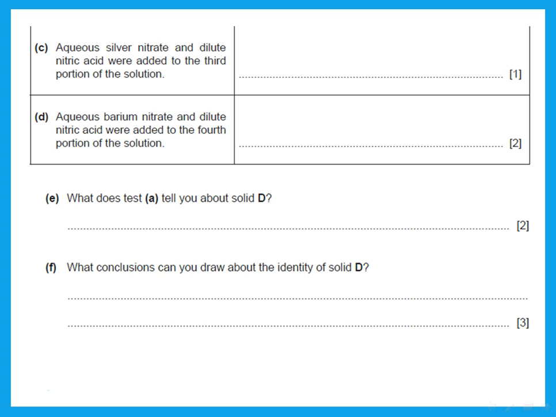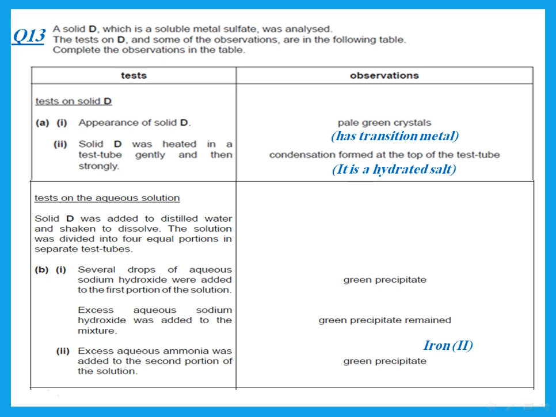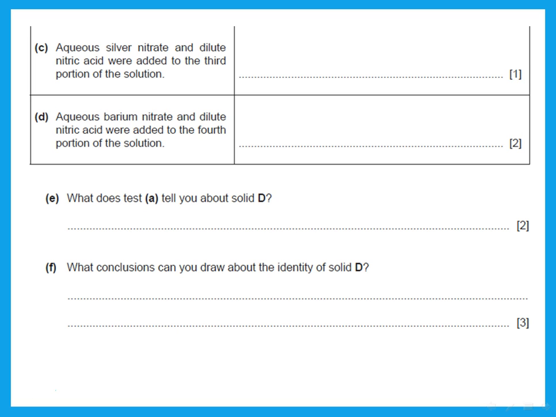Then he says he added silver nitrate and nitric acid. Again, he's adding it to what? Remember that previously at the top of this, we said it is a metal sulfate. So he's adding silver nitrate and nitric acid. Again, you're going to ask yourself, silver nitrate is test for what? It's test for chloride, bromide, iodide. Do I have any of that? No. That means I have no effect or no change.